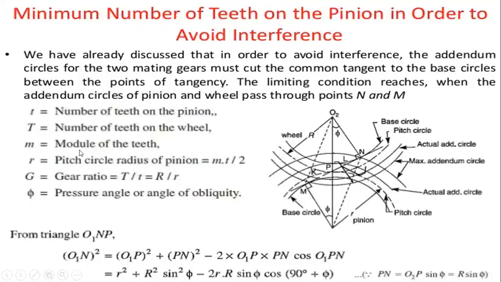So we have already discussed avoiding interference in the wheel. When the addendum circles of the two mating gears cut the common tangent, that is the MN line, at the points of tangency on the base circles, at those two points of tangency, interference occurs.